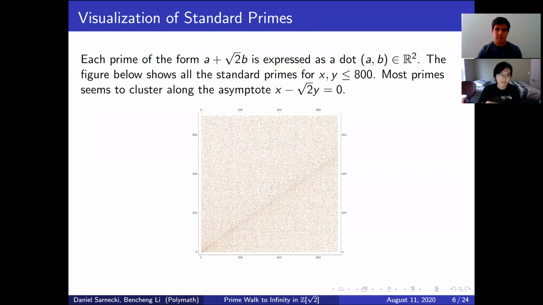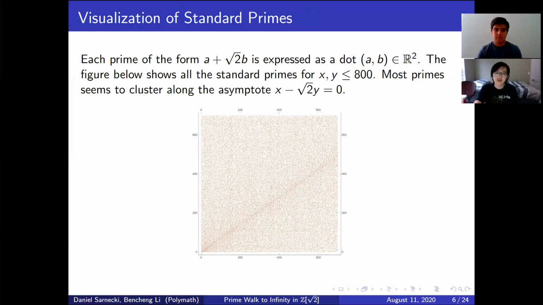And we also use Mathematica to visualize our standard primes. Here we make each prime of the form a plus root 2b as a dot in R2. And the figure below shows all the standard primes for x, y less than or equal to 800.